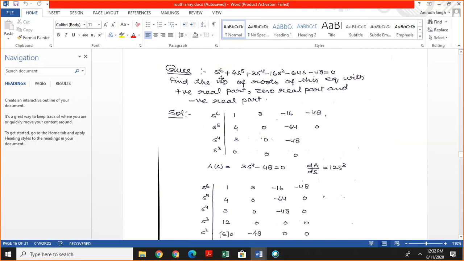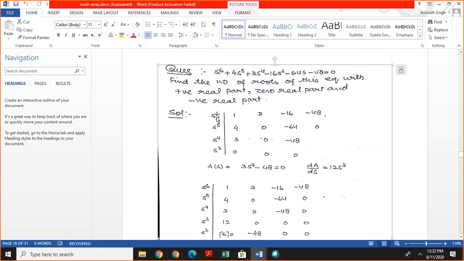So form the Routh array. S raised to power 6, 1, 3, minus, okay, 1, 3, and here s raised to power 3 is missing. It means that coefficient is 0, s raised to power 3. So first coefficient is 1, second coefficient is 3, and next coefficient is minus 16, and next coefficient is minus 48.